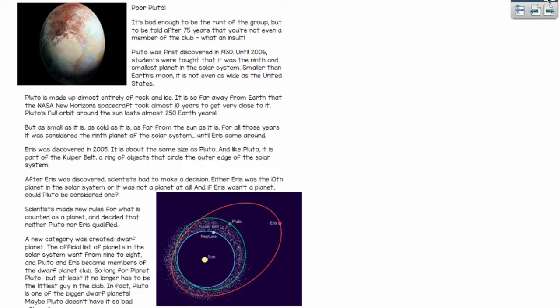Now that we've read our story, let's look at these images. So in this first picture up here, we have a picture of Pluto. So this is what our planet Pluto, or our former planet Pluto, looked like. In our second image, we have a picture of the Kuiper Belt, and we can see here's the sun. This is the orbit that Neptune takes. This is the orbit of Pluto. And here is the orbit of Eris.